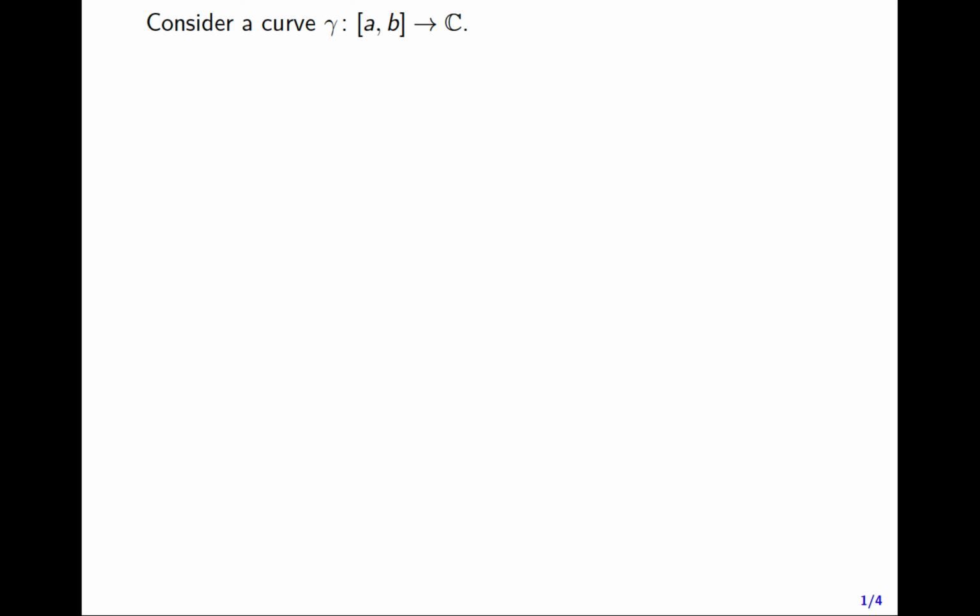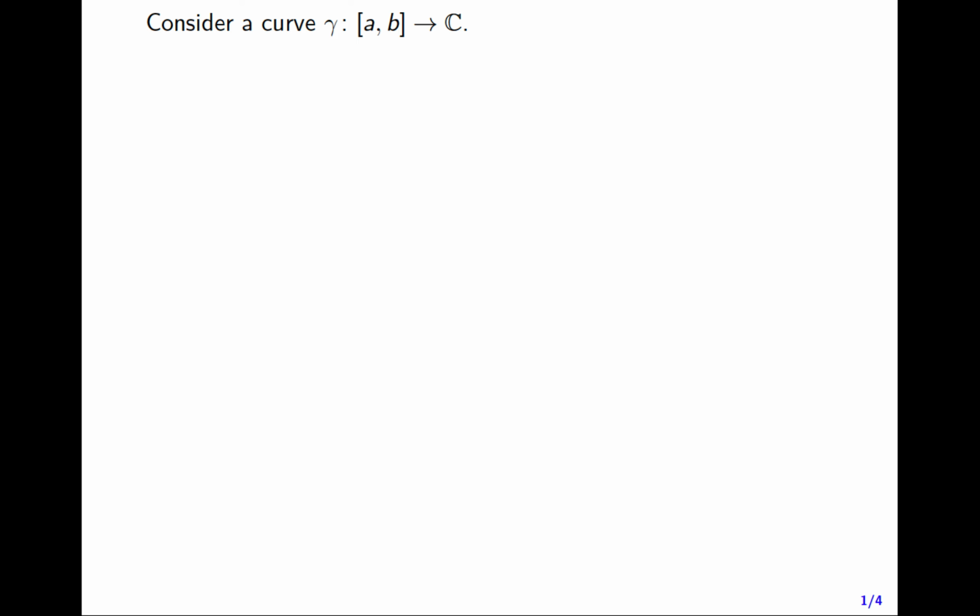Let's fix a curve gamma that goes from the closed bounded interval a to b in the reals into the complex plane. At the end of our last video, we remarked on the notion that curves have a kind of orientation. They start at one point and go to another point. What if we flip the direction in which a curve moves? Say we start at the terminal point and go back to the initial point.